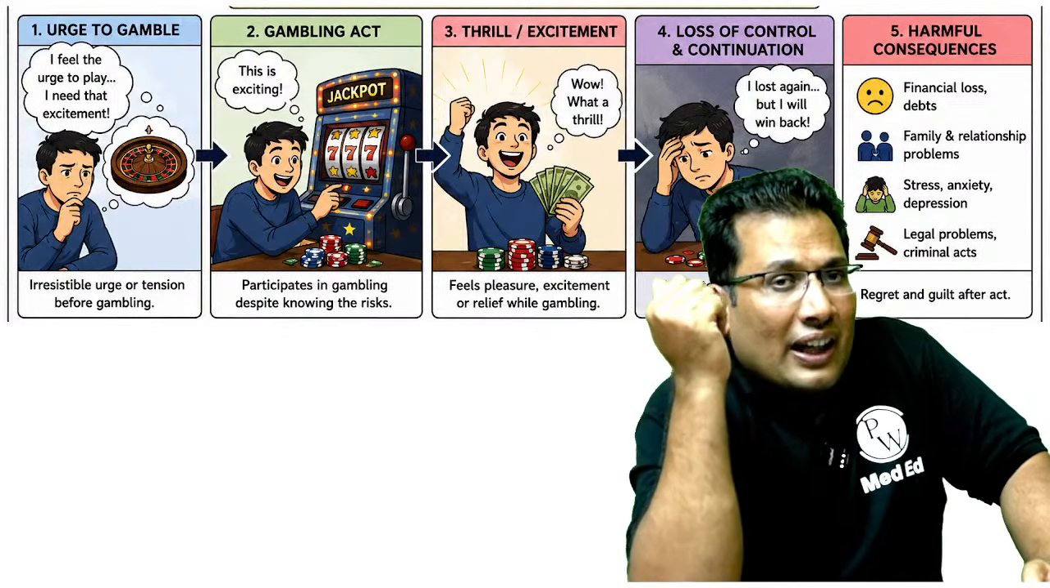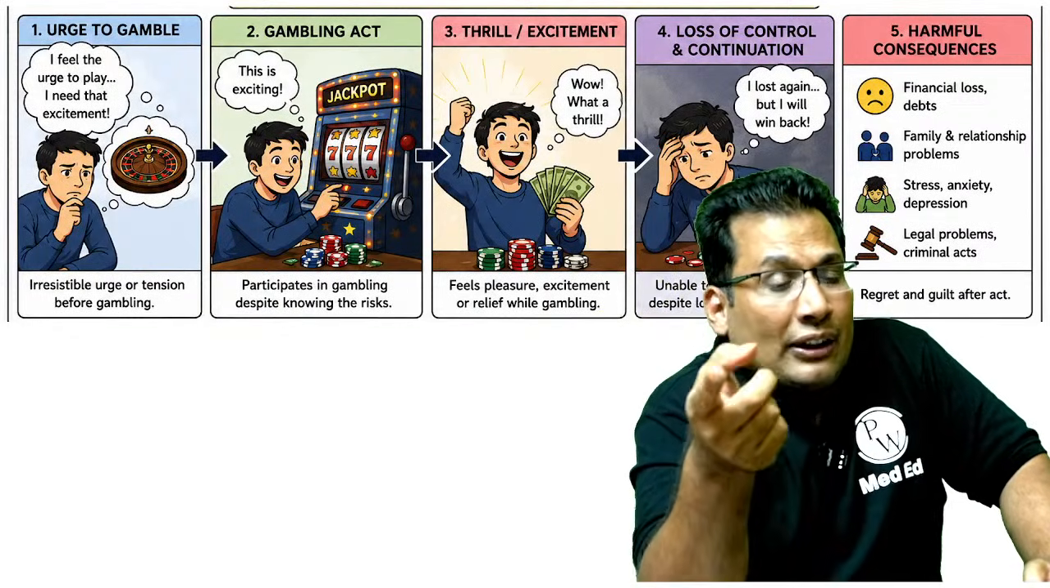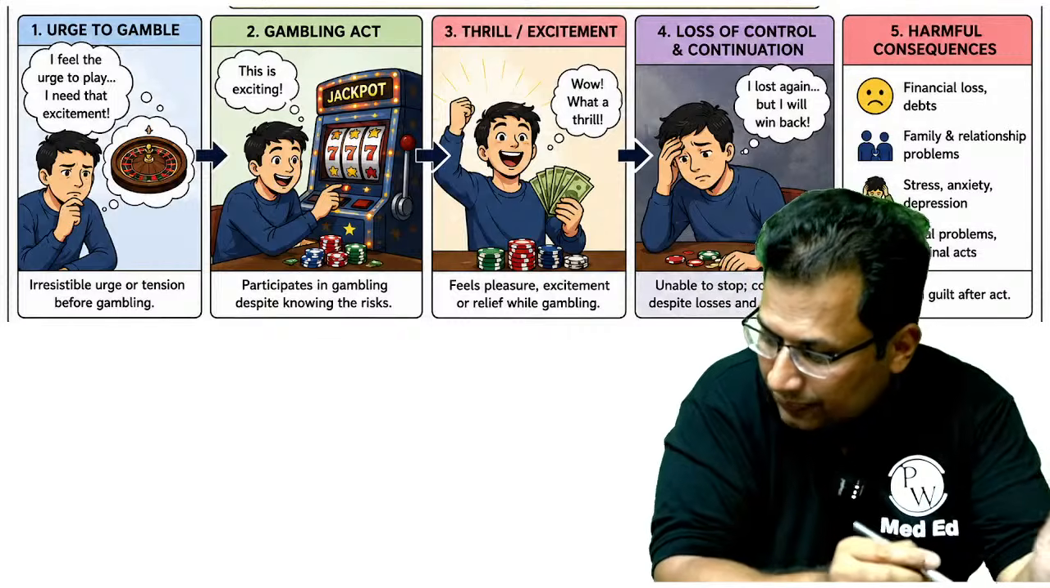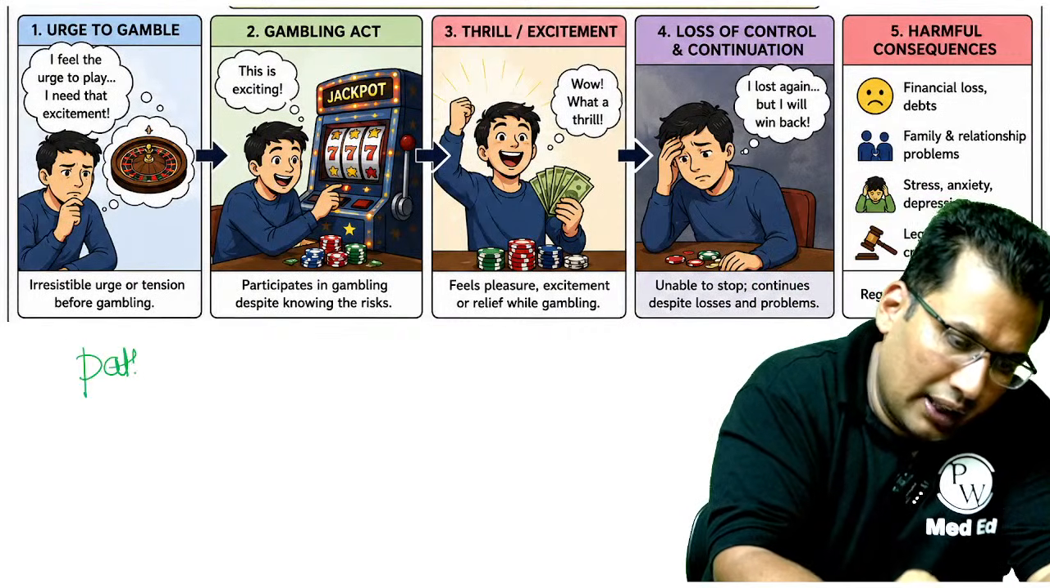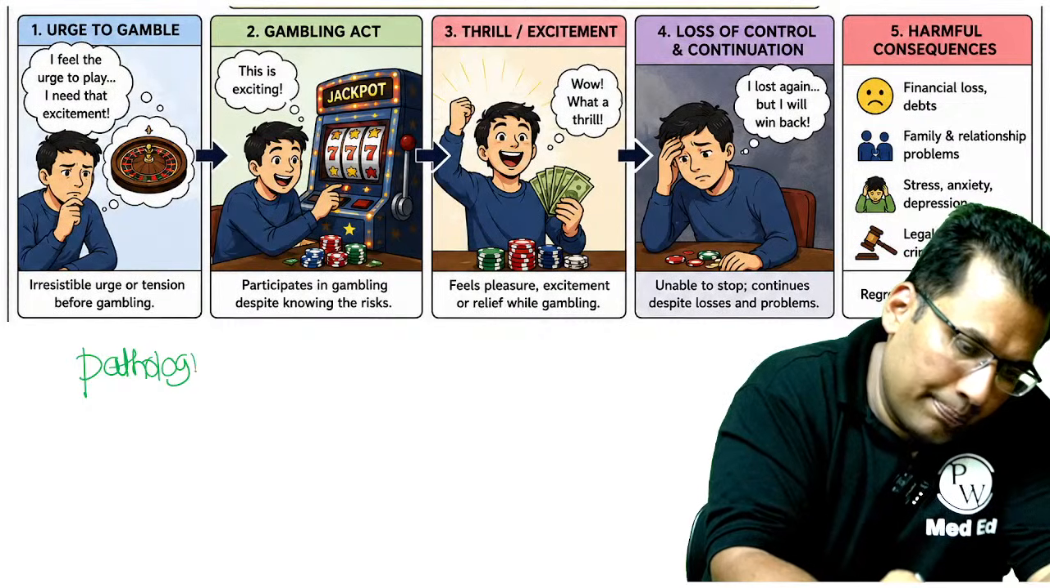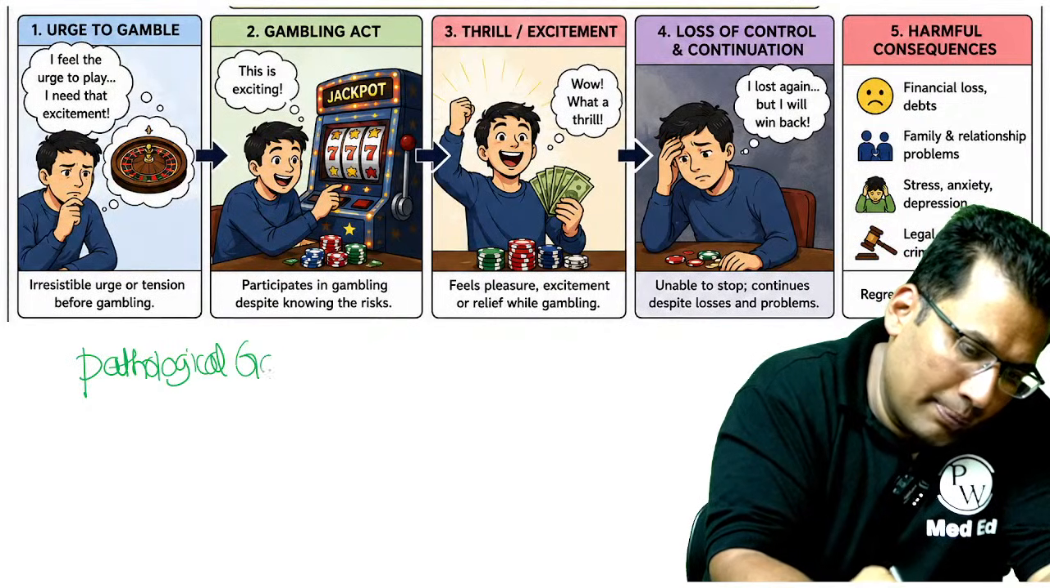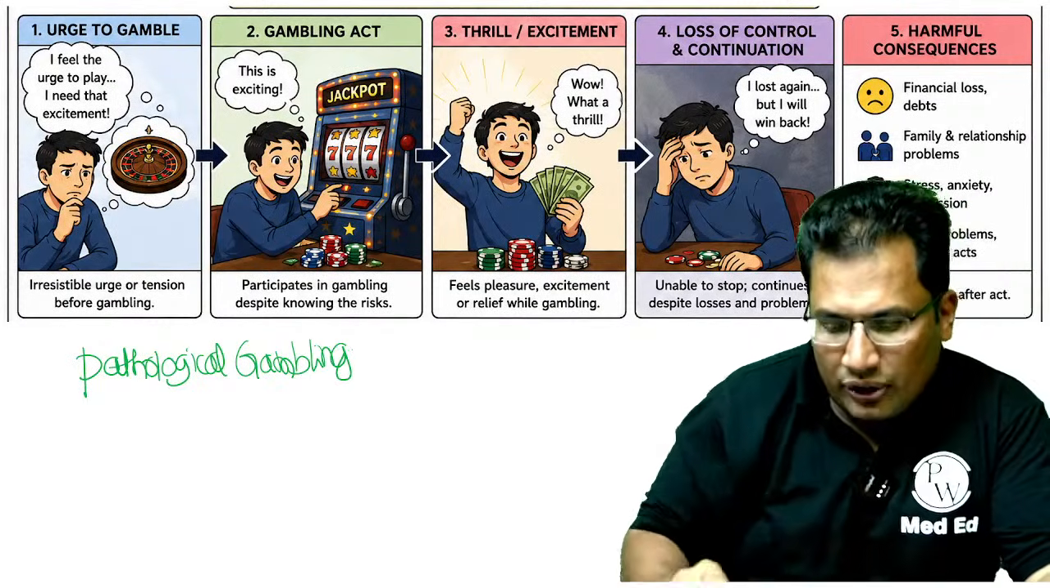What is this known as? So this is known as pathological gambling. So Hanik, Ranjan, what is it? Pathological gambling. Okay, done. Question can be asked.